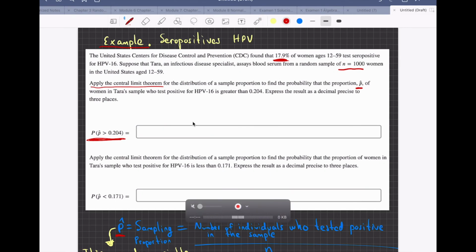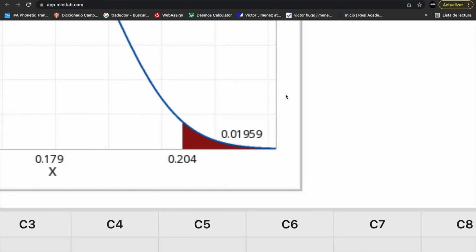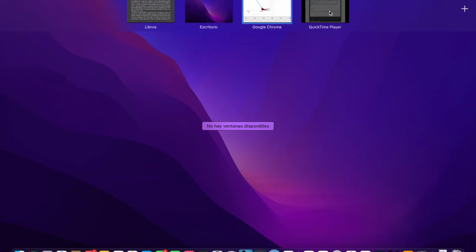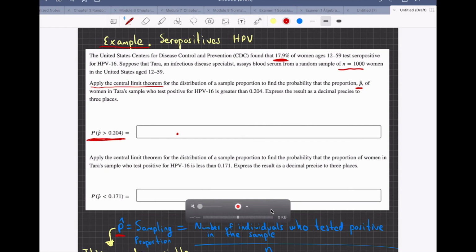So this answer here is, oh, but we have to round it. So it's going to be 0.01959, or 0.020. This is the right answer.